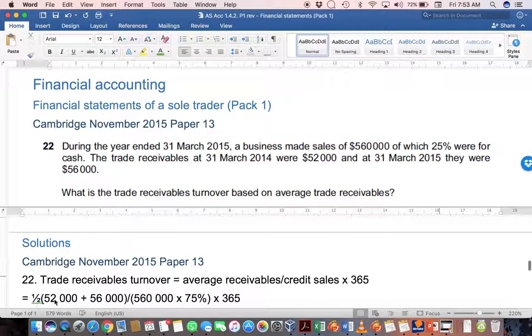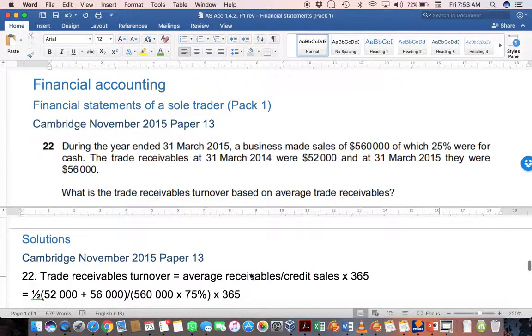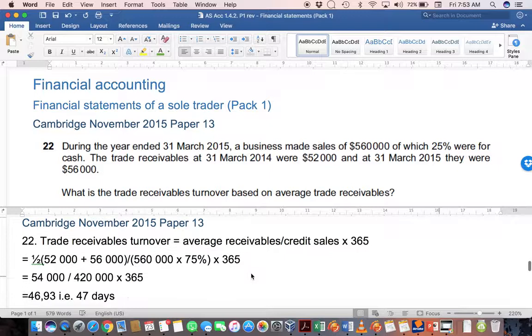So you'll average your beginning and end receivables figures. You will take your total sales times 75%. And then you just say times 365 for the number of days. This is obviously assuming that your sales were for an entire year. If out of interest this was for a month, you would only need to say times 30. So this is the period that you are looking at. And then you would end up with an answer of 46.93. In other words, you're talking about 47 days.